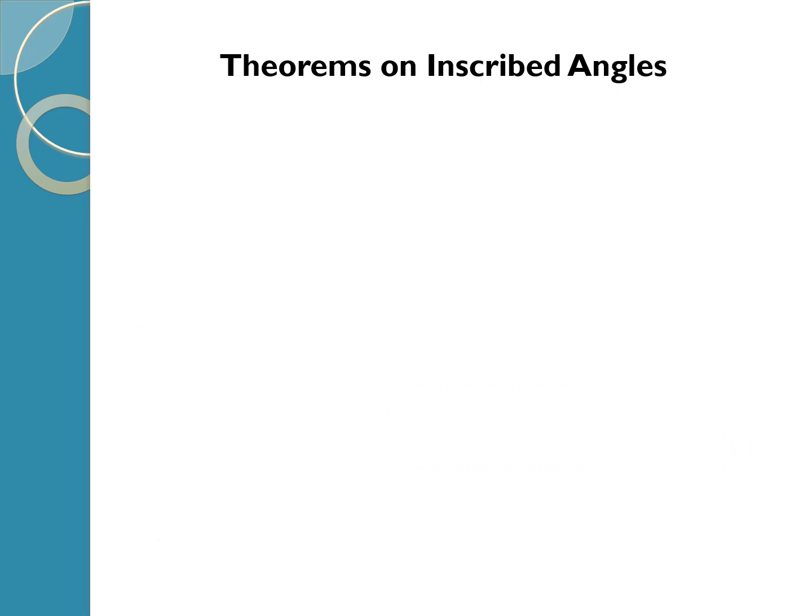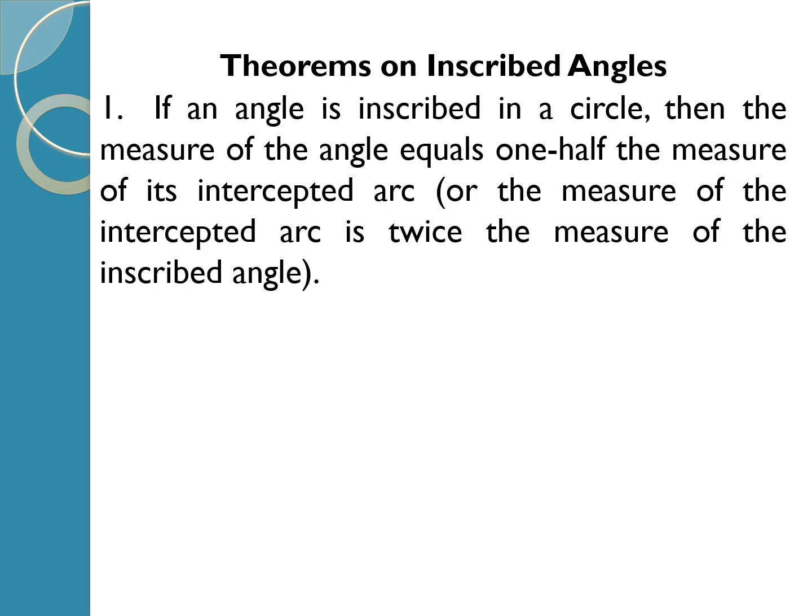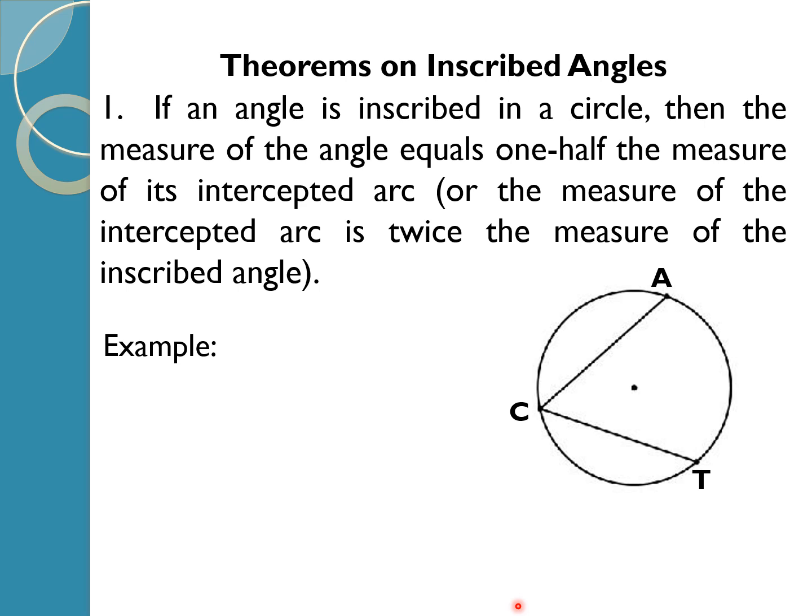Let us discuss now theorems on inscribed angles. First theorem: if an angle is inscribed in a circle, then the measure of the angle equals 1/2 the measure of its intercepted arc, or the measure of the intercepted arc is twice the measure of the inscribed angle. So let's have an example.